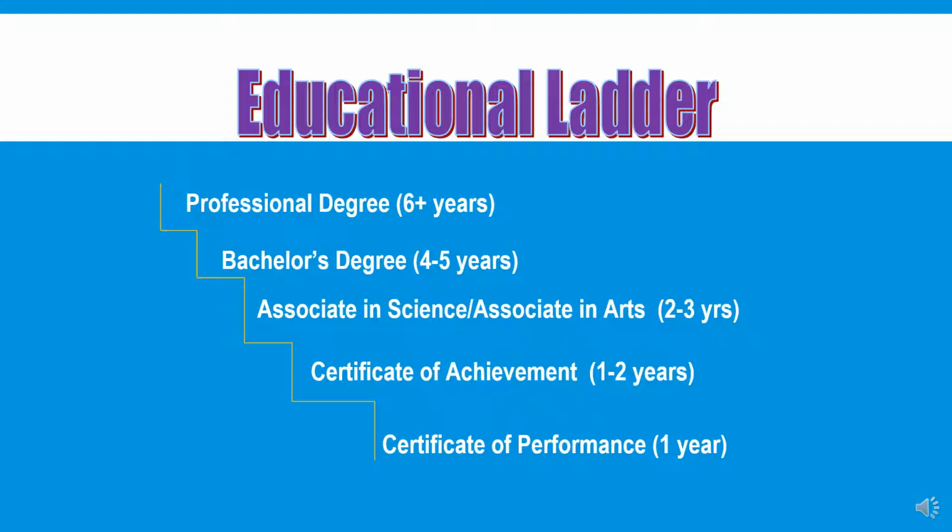On this slide, you will see a list of various types of certificates and degrees that you may need to pursue in order to follow into the career that you are interested in. At the community college, you're able to receive a certificate of performance, a certificate of achievement, and an associate's in science or an associate's in arts. And we also have available an associate's degree for transfer.